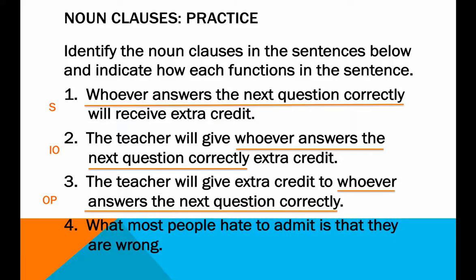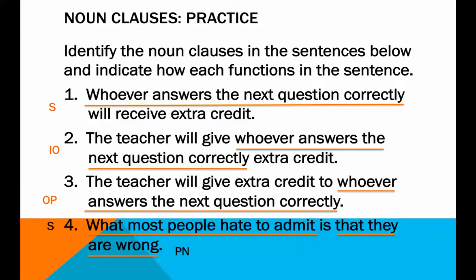All right, number 4 is a little different, and in fact, number 4 has 2 noun clauses. What most people hate to admit is the subject of this clause, is the verb. That they are wrong is the thing that people hate to admit, and it's functioning as the predicate nominative.